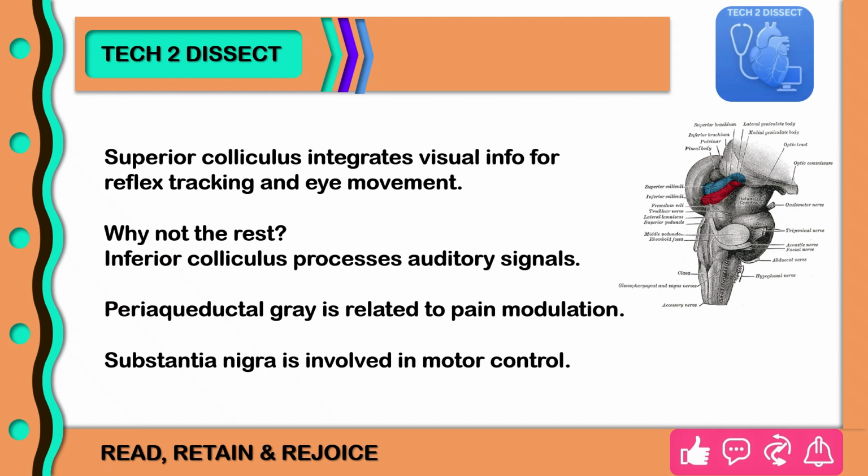Why not the rest? Inferior colliculus processes auditory signals. Periaqueductal gray is related to pain modulation. Substantia nigra is involved in motor control.